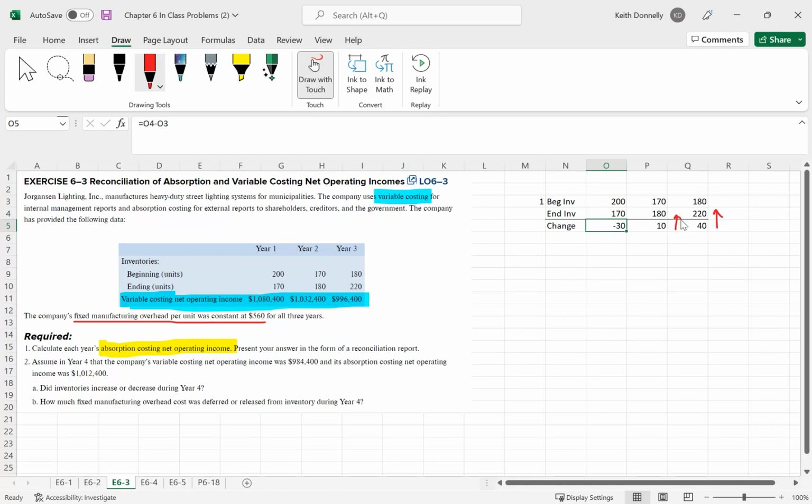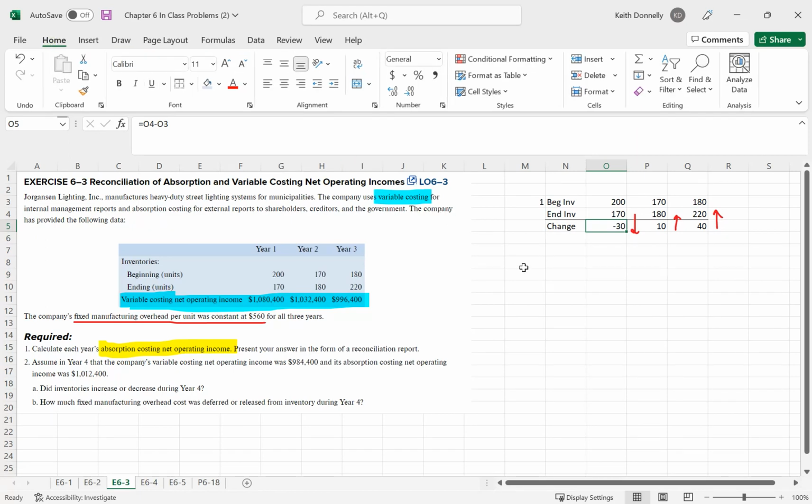Inventory increased, inventory increased, inventory decreased. Okay. All right, next thing we have to do is figure out how much of our fixed manufacturing overhead is in our ending inventory. So, fixed manufacturing overhead in our ending inventory.